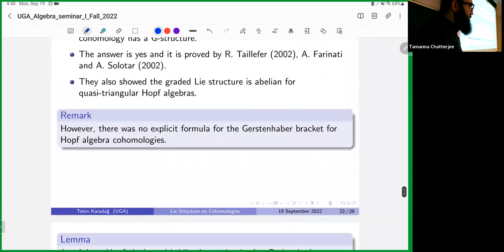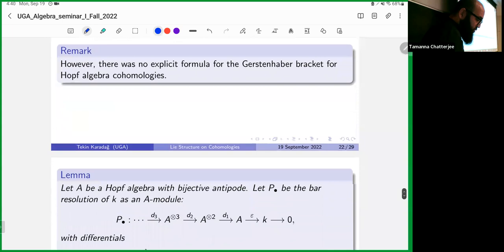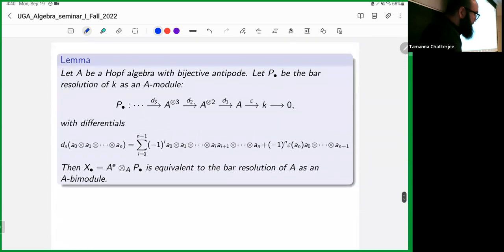But there was no explicit formula given in the slide. We have the Gerstenhaber formula for the Hochschild cohomology. It is not useful for computation, but here we have an improved formula for the Gerstenhaber bracket, and we will try to construct a similar kind of formula.